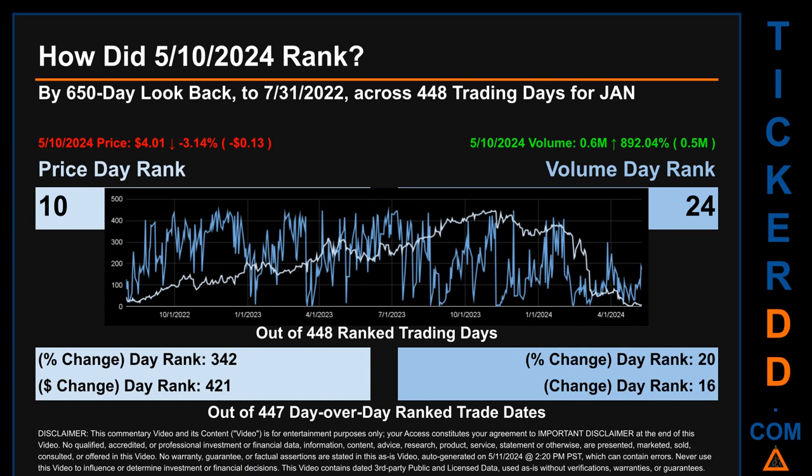The price's day-over-day percentage change, dropping minus 3.14% on the 10th of May 2024, had a day rank of 342, while its dollar difference of minus 13 cents had a rank of 421 when compared day over day across 447 trading days. Volume's percentage change and difference were ranked respectively at 20 and 16.